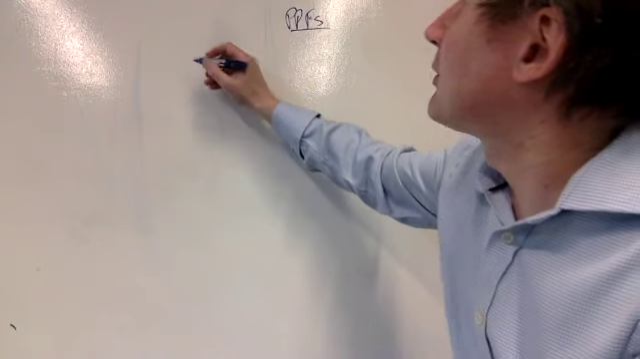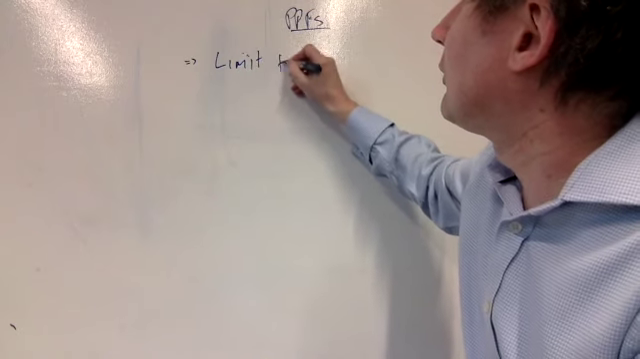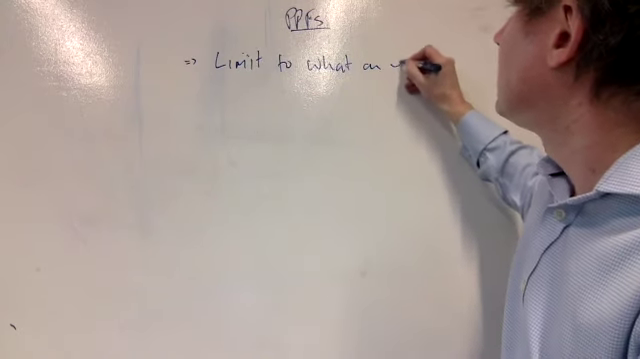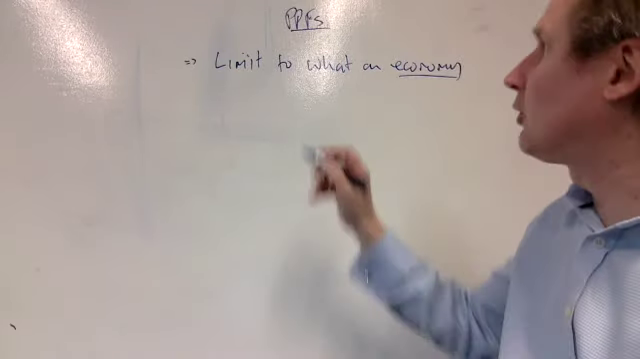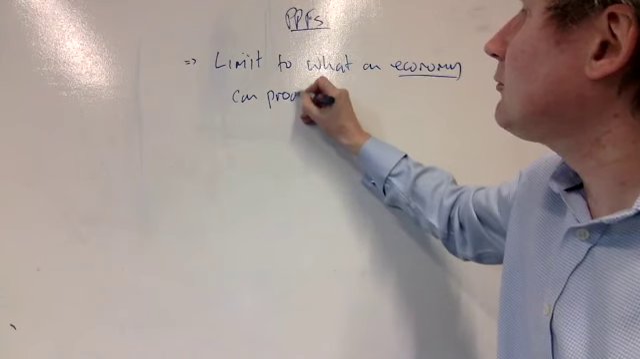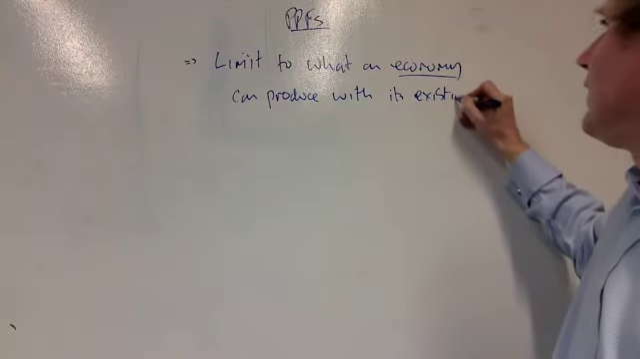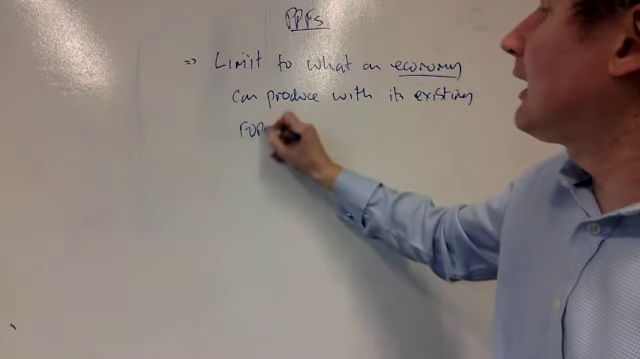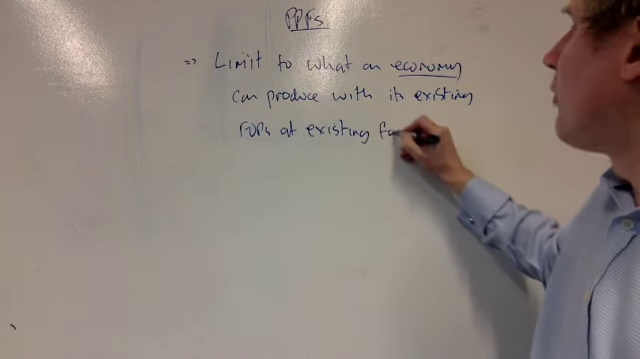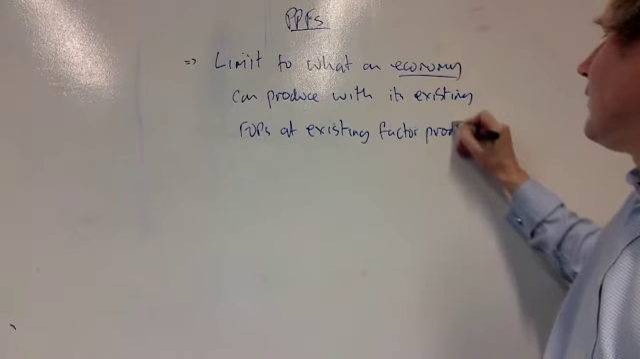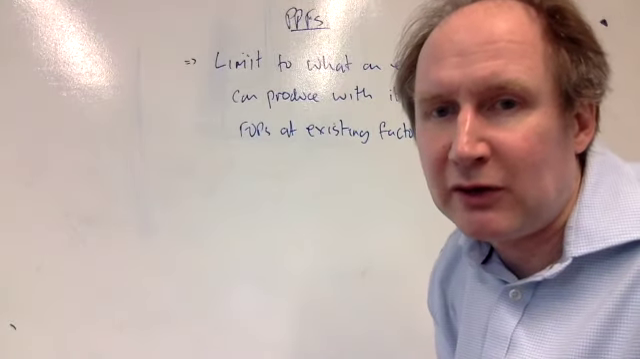What a production possibility frontier is, it's something that shows the limit to what an economy can produce. So hence, it's not for a firm, it's for the economy as a whole. It's the limit to what an economy can produce with its existing factors of production, so land, labour, capital and so on, at existing factor productivity. So we're saying, given what we've got at the moment, and given their current efficiency, what is the maximum? What's the limit to what our economy can produce?